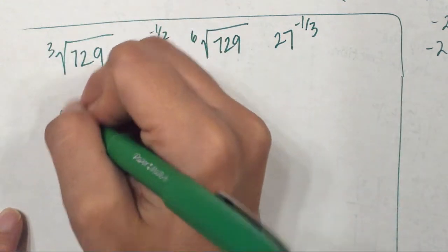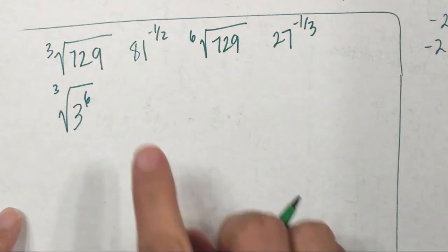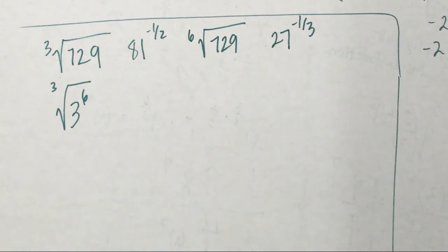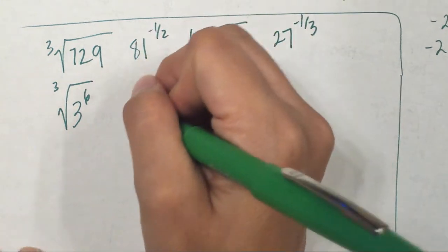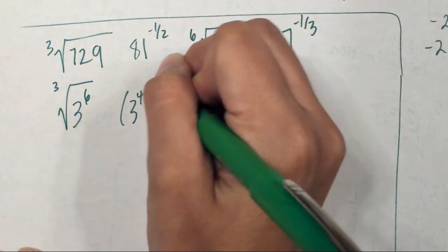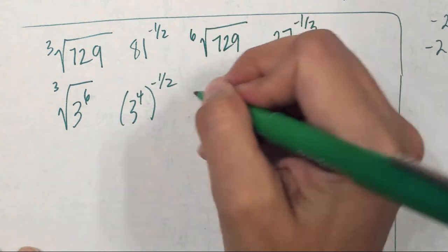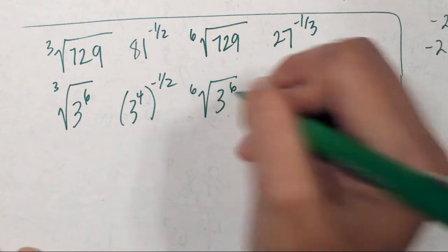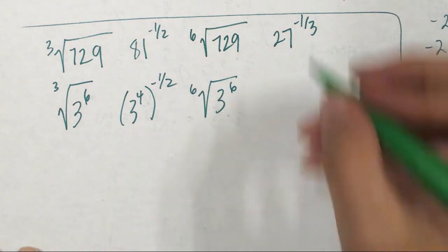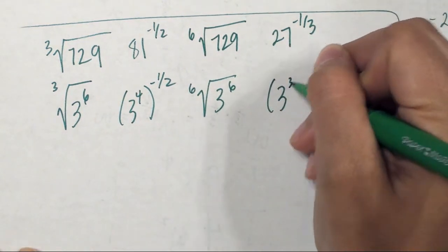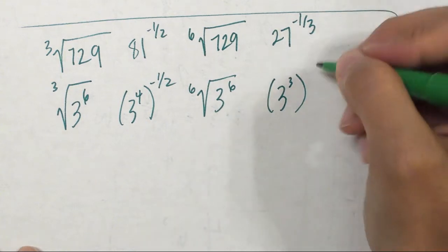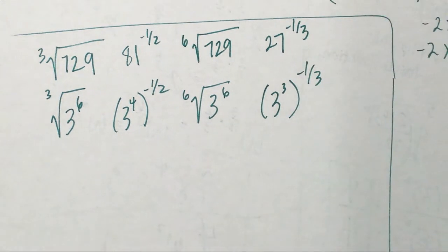So I have the cube root of that. And then 81, if you look at your chart, I can rewrite as 3 to the 4th power. So this will be 3 to the 4th power to the negative 1/2. And then we said 729 was the same thing as 3 to the 6th. And I know 27 is 3 cubed, and that's to the negative 1/3 power.